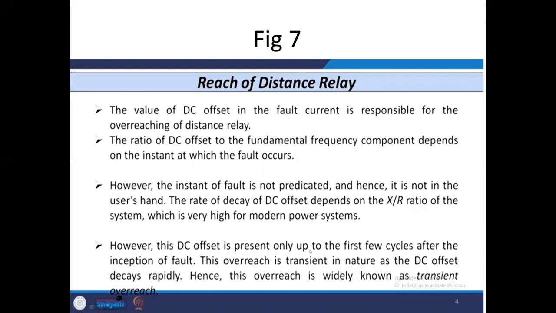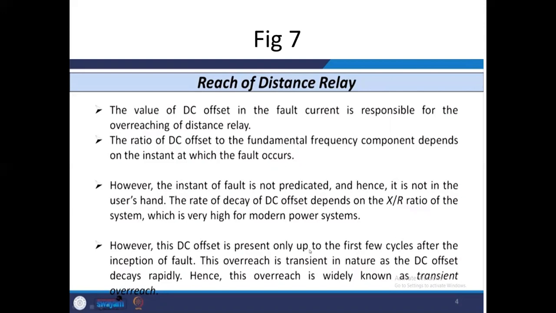However, the DC offset is present only up to the first few cycles, that is 4 to 5 cycles, and the distance relay operates instantaneously only in its first zone. It operates with a time delay of seconds in the second and third zones. So the second and third zones of the distance relay are not affected by the transient overreach or decaying DC component. Whenever the distance relay overreaches, and that phenomenon lasts only for the first 4 to 5 cycles immediately after the occurrence of the fault, this type of phenomenon is known as transient overreaching of the distance relay. So the overreach disappears after a few cycles.